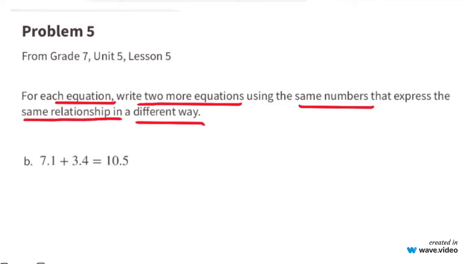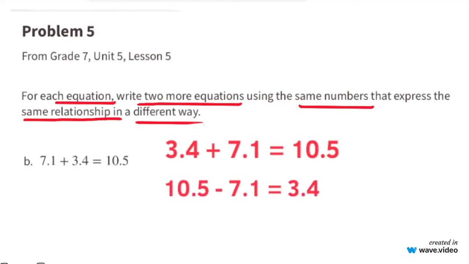B. 7.1 plus 3.4 equals 10.5. 3.4 plus 7.1 equals 10.5. This shows that the order of addition doesn't matter. 10.5 minus 7.1 equals 3.4. Even though they only ask for 2 more, let's do another one. 10.5 minus 3.4 equals 7.1.